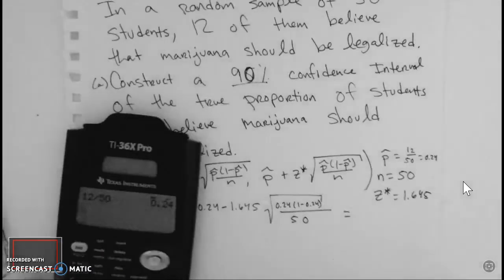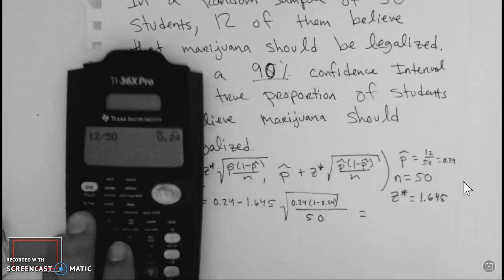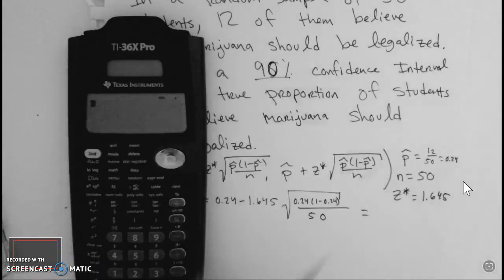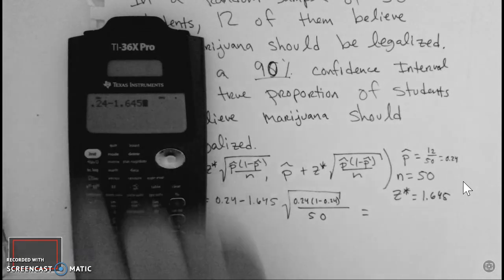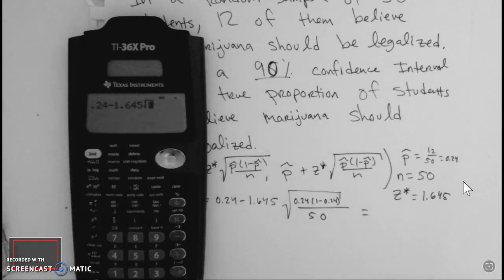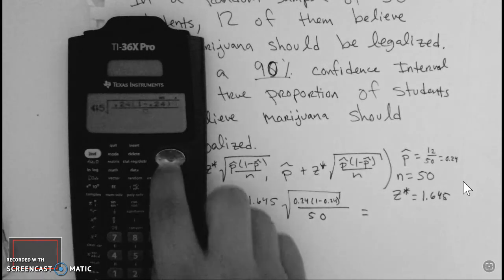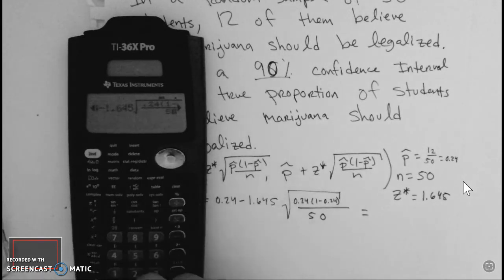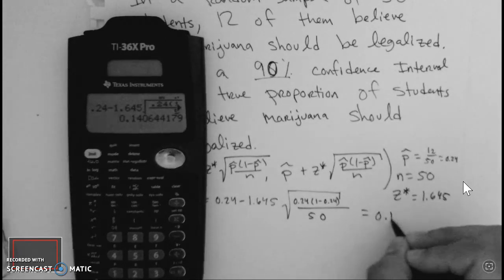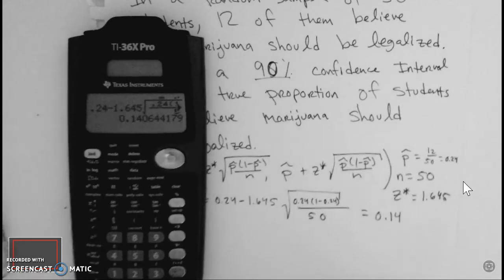I'm going to use this calculator. I'm going to put 0.24 minus 1.645 times the square root sign, and a fraction also: 0.24 times (1 minus 0.24), and on the bottom is going to be 50. And what I'm going to get is 0.14. That is my first value.